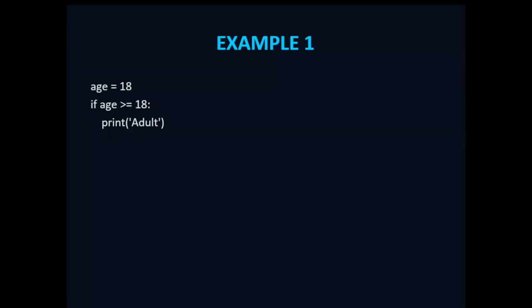Let's see the next part, that is if else. So what do we do here? If my condition is true, then you execute the statement below my if condition. If it is not true, then you go to the else part and execute that statement. That is how it works.